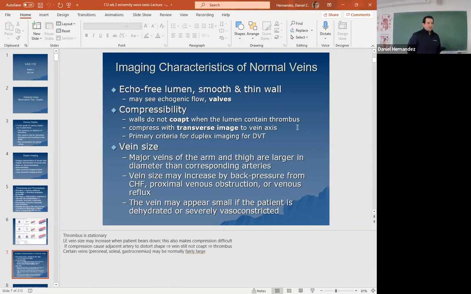When we're talking about normal vein size, the major veins of the arm and thigh are larger in diameter than the corresponding arteries. So typically the veins are going to be larger than the arteries. Vein size may increase by back pressure from congestive heart failure, proximal venous obstruction, or venous reflux. So just keep that in mind. Veins may appear small if the patient is dehydrated or severely vasoconstricted.